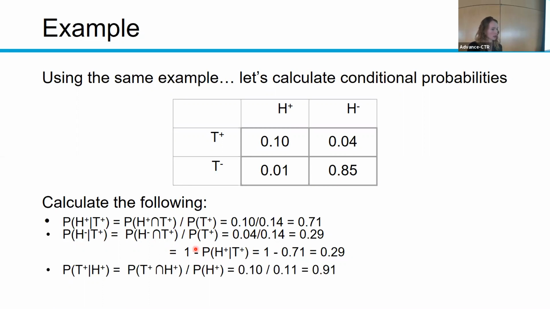The same formula applies to this one. And so you get 91%. 91% of those who test positive actually do have HIV. This shows you that this is a fairly good test, and you can trust its results.